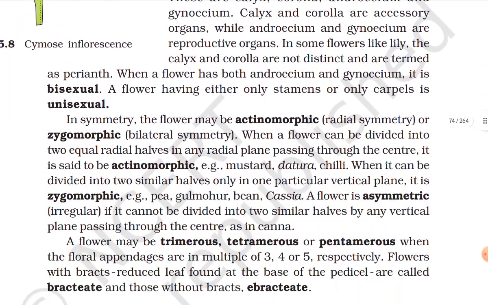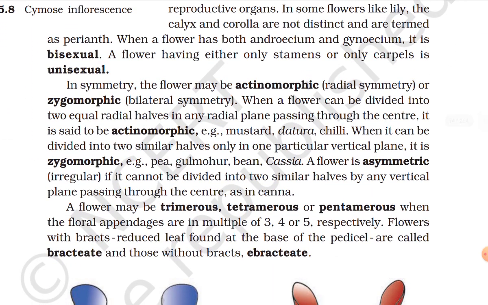When the flower has both androecium and gynoecium, it is bisexual. A flower having either only stamens or only carpels is unisexual. In symmetry, the flower may be actinomorphic, radial symmetry, or zygomorphic, bilateral symmetry. When a flower can be divided into two equal radial halves in any radial plane passing through the center, it is said to be actinomorphic. Example: mustard, datura, chili. When it can be divided into two similar halves only in one particular vertical plane, it is zygomorphic.